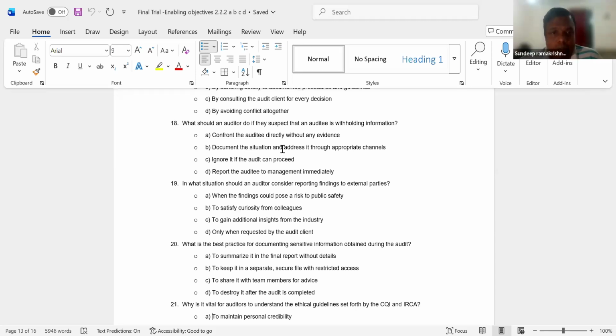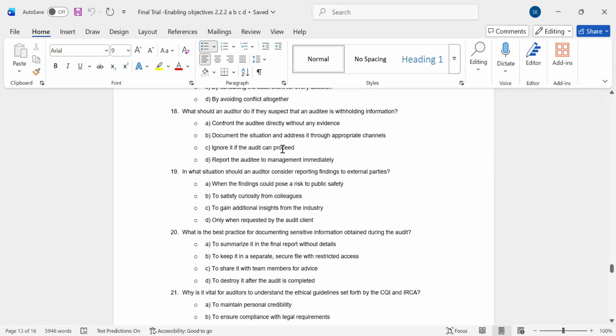Right. Okay. Last question, I think. Question number 20. What is the best practice for documenting sensitive information obtained during the audit? A. To summarize it in the final report without details. B. To keep it in a separate, secure file with restricted access. C. To share it with team members for advice. D. To destroy it after the audit is completed.